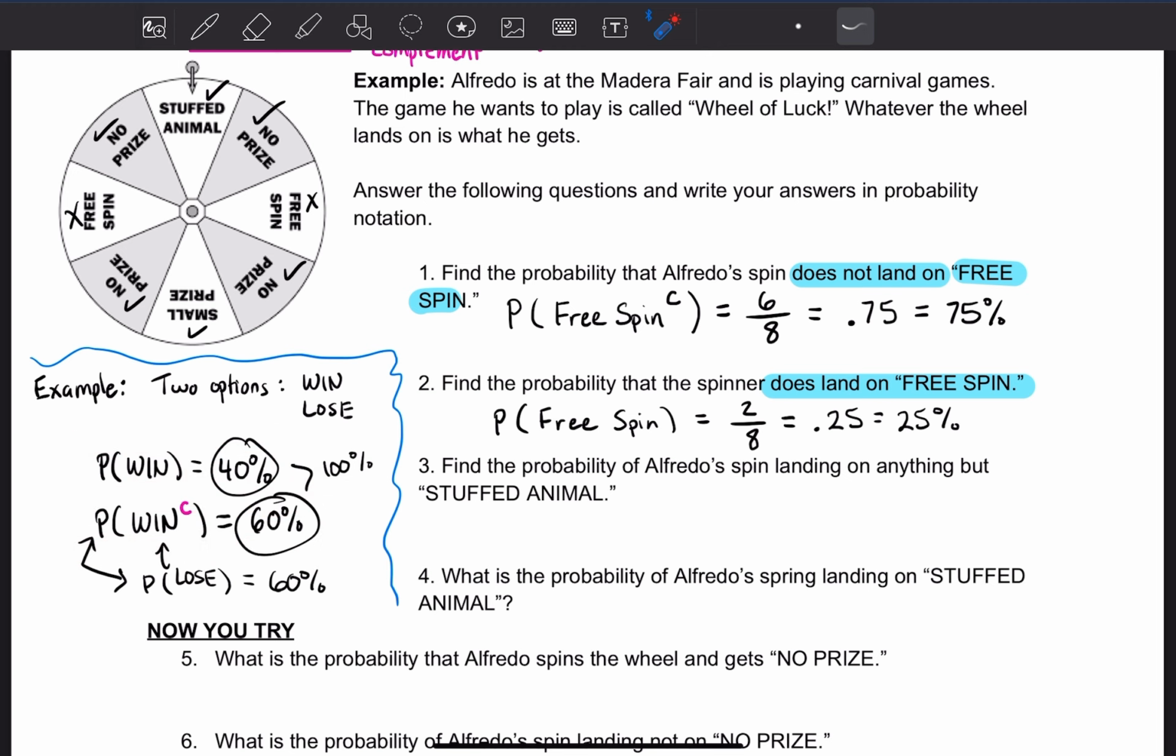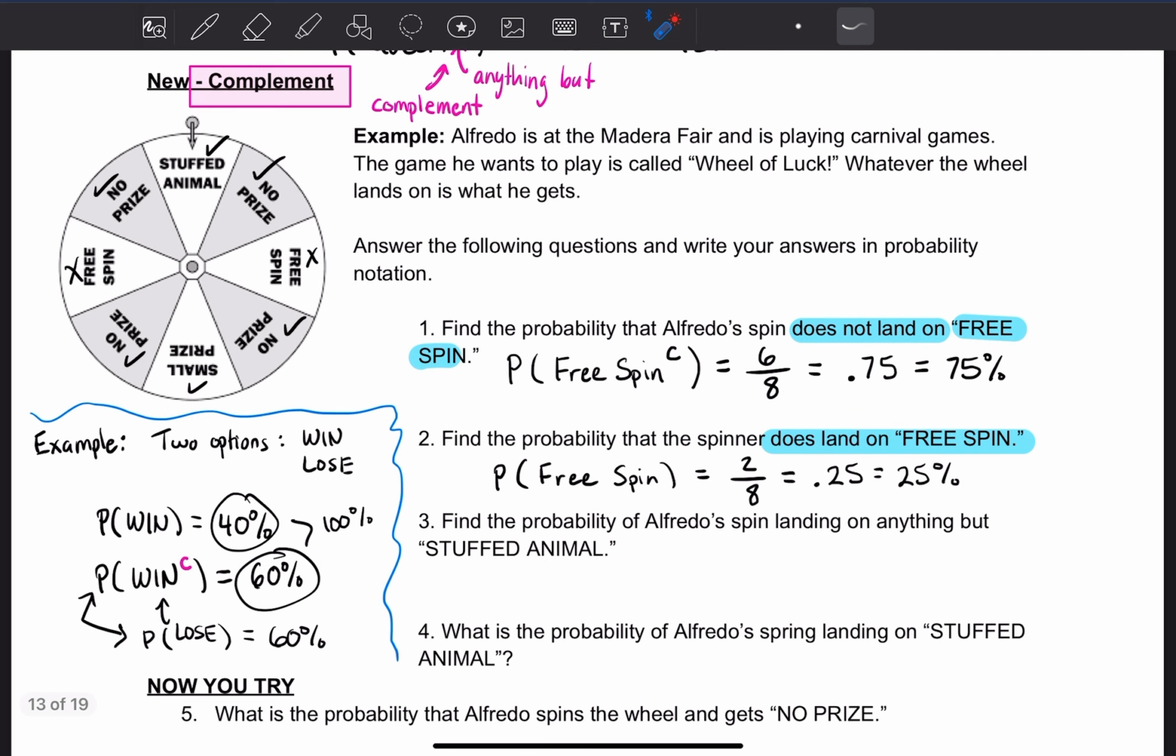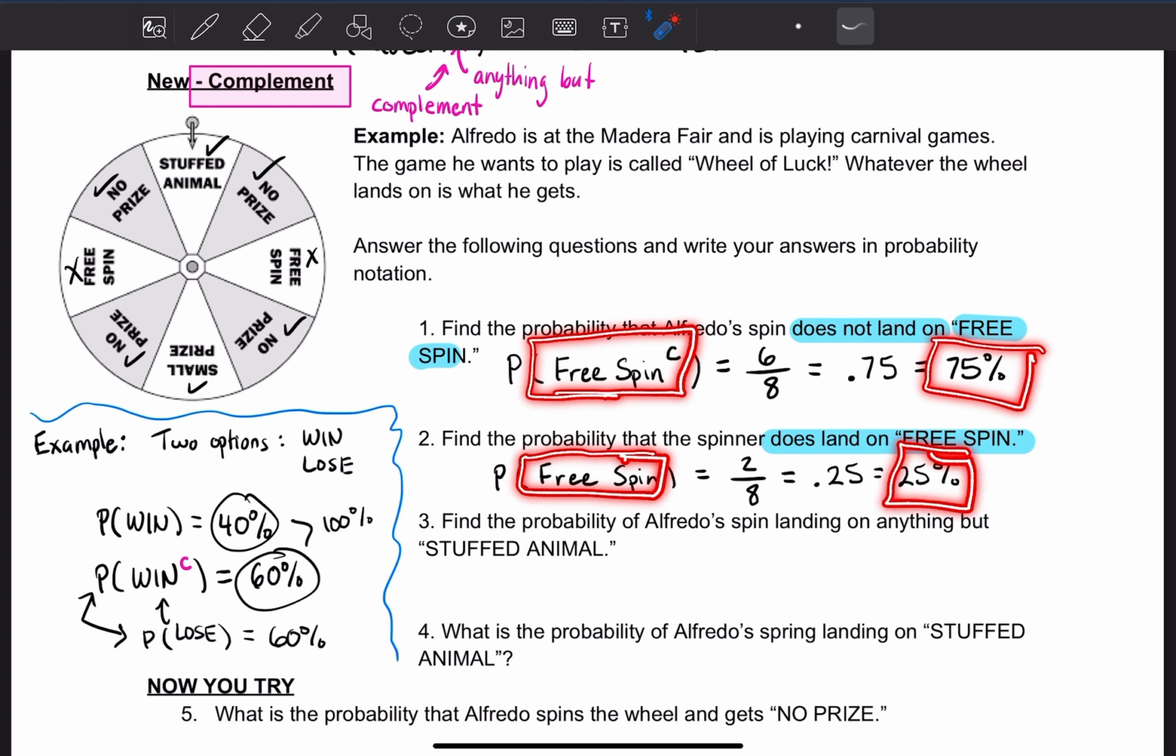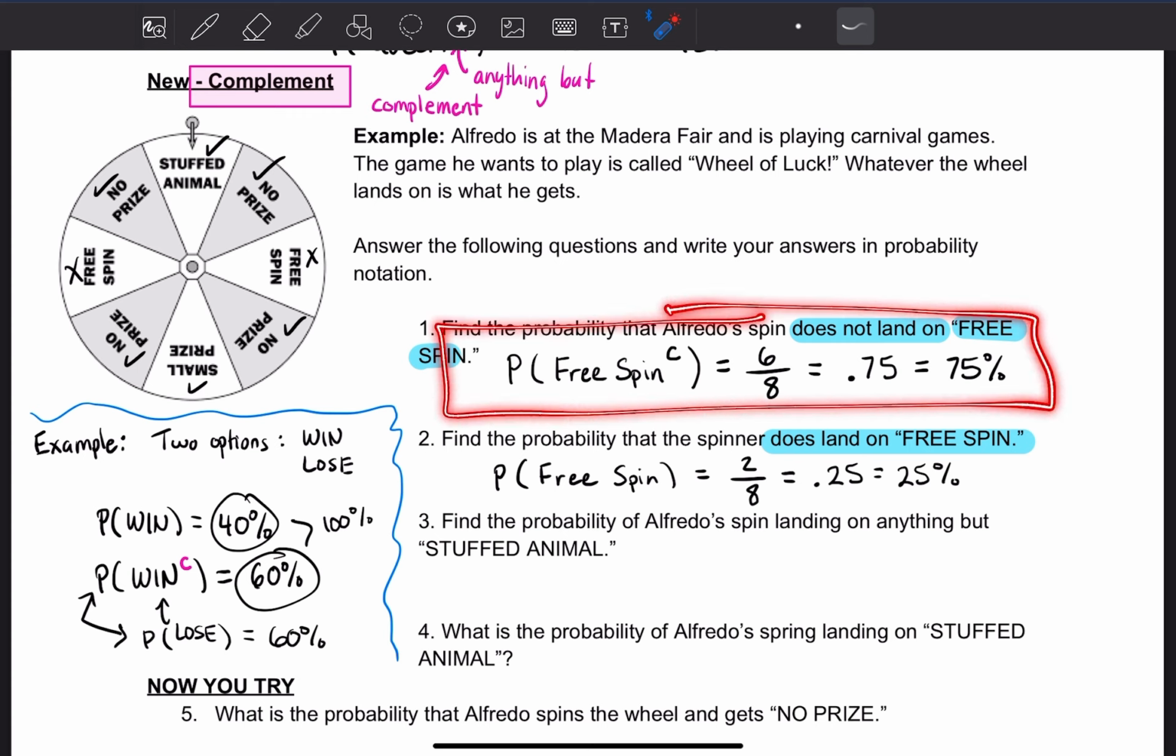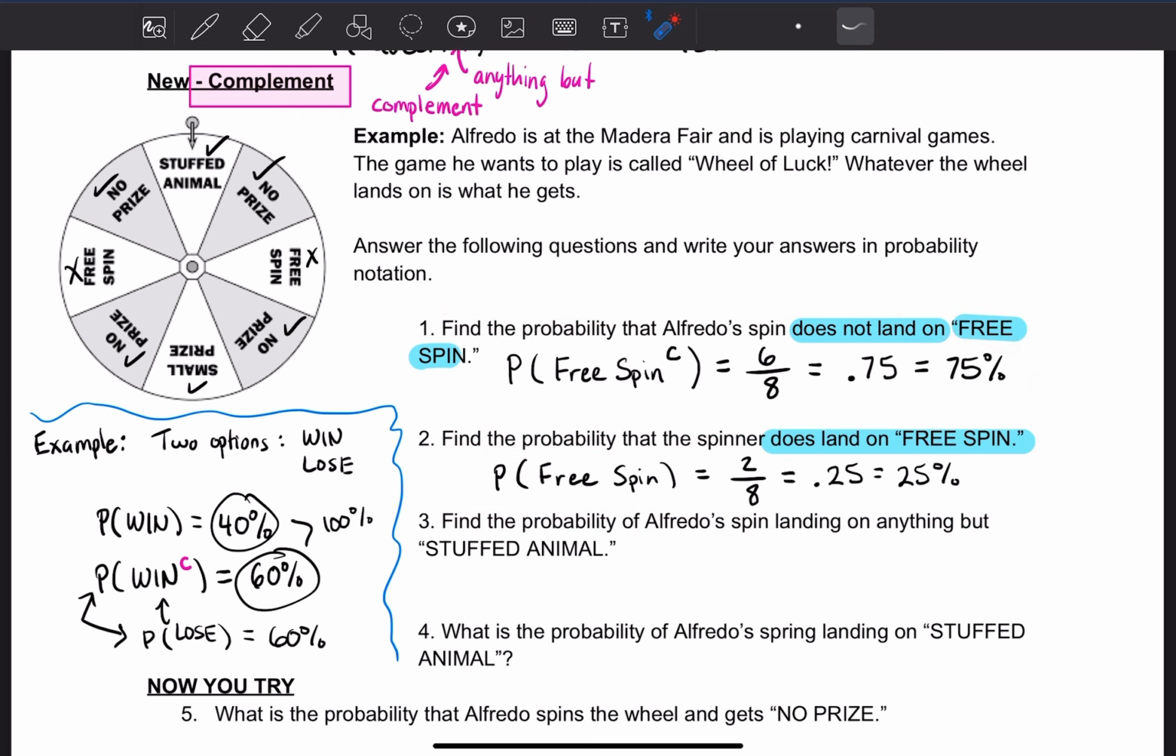Right? So now let's go back to our example. The probability of the complement of free spin was 75%. And the probability of free spin, so the opposite, is 25%. And if we look again, these 2 do add up to 100%. Right? So that's another way of doing it without the picture. If you have one of them, you can easily find the other one because you know that the percentages should add up to 100%.